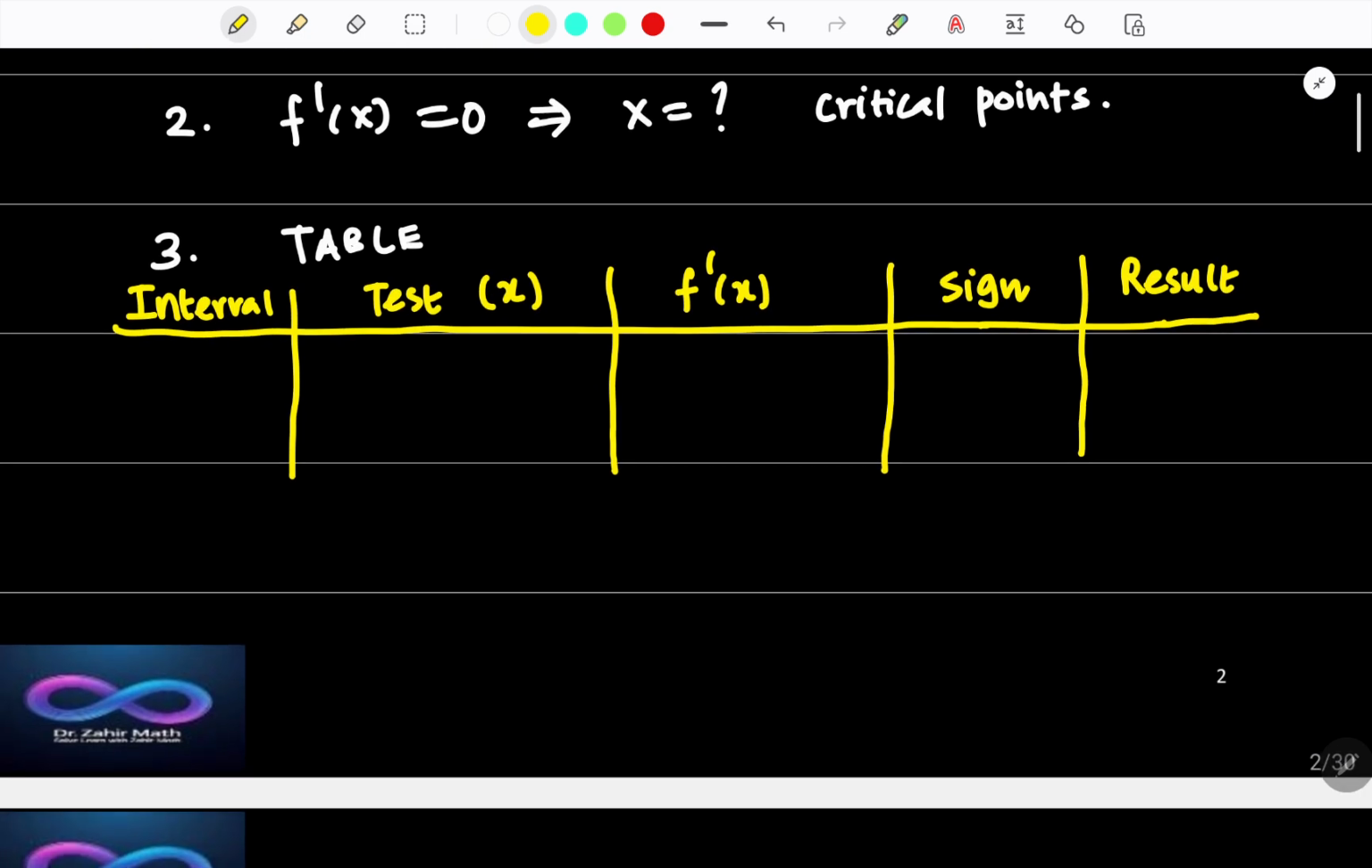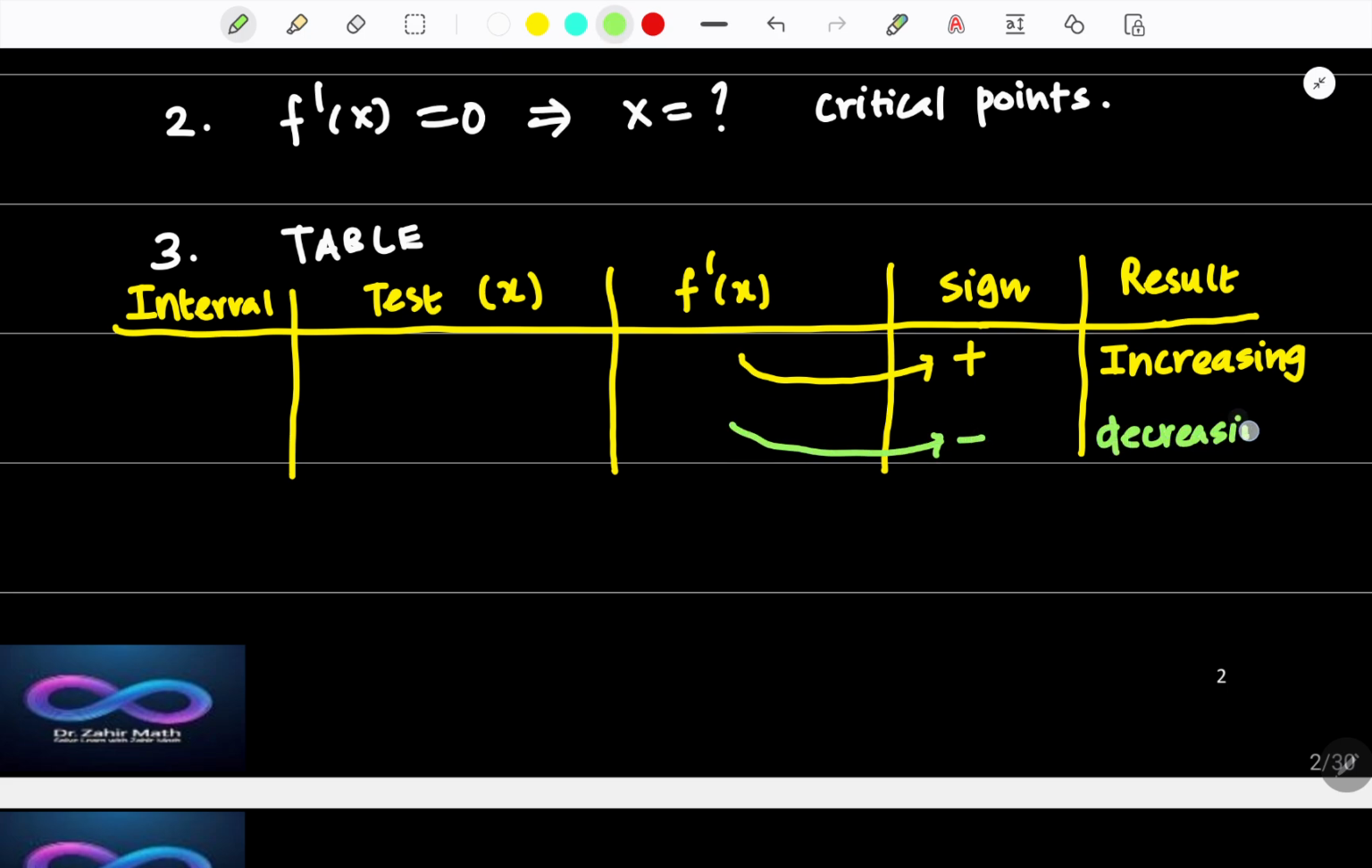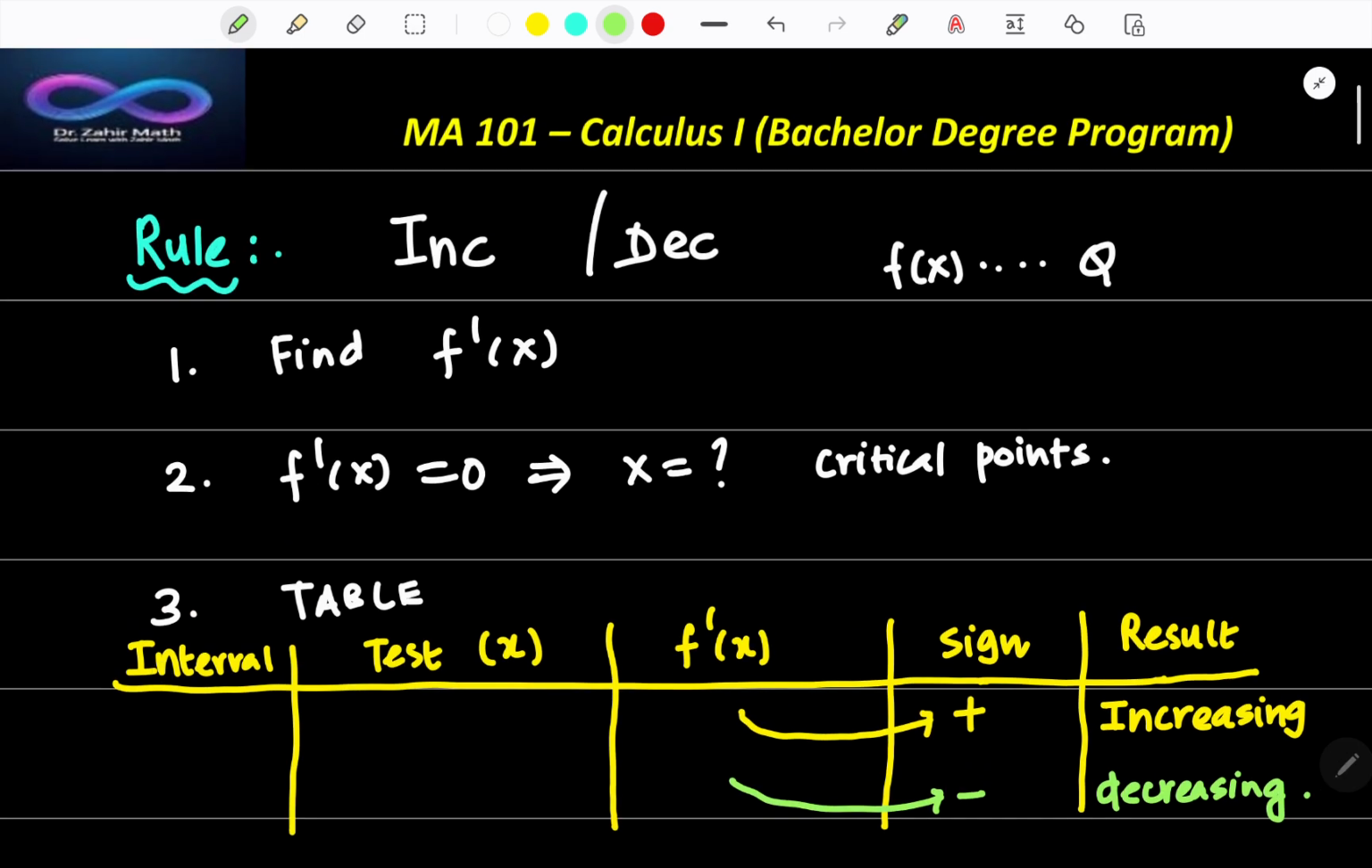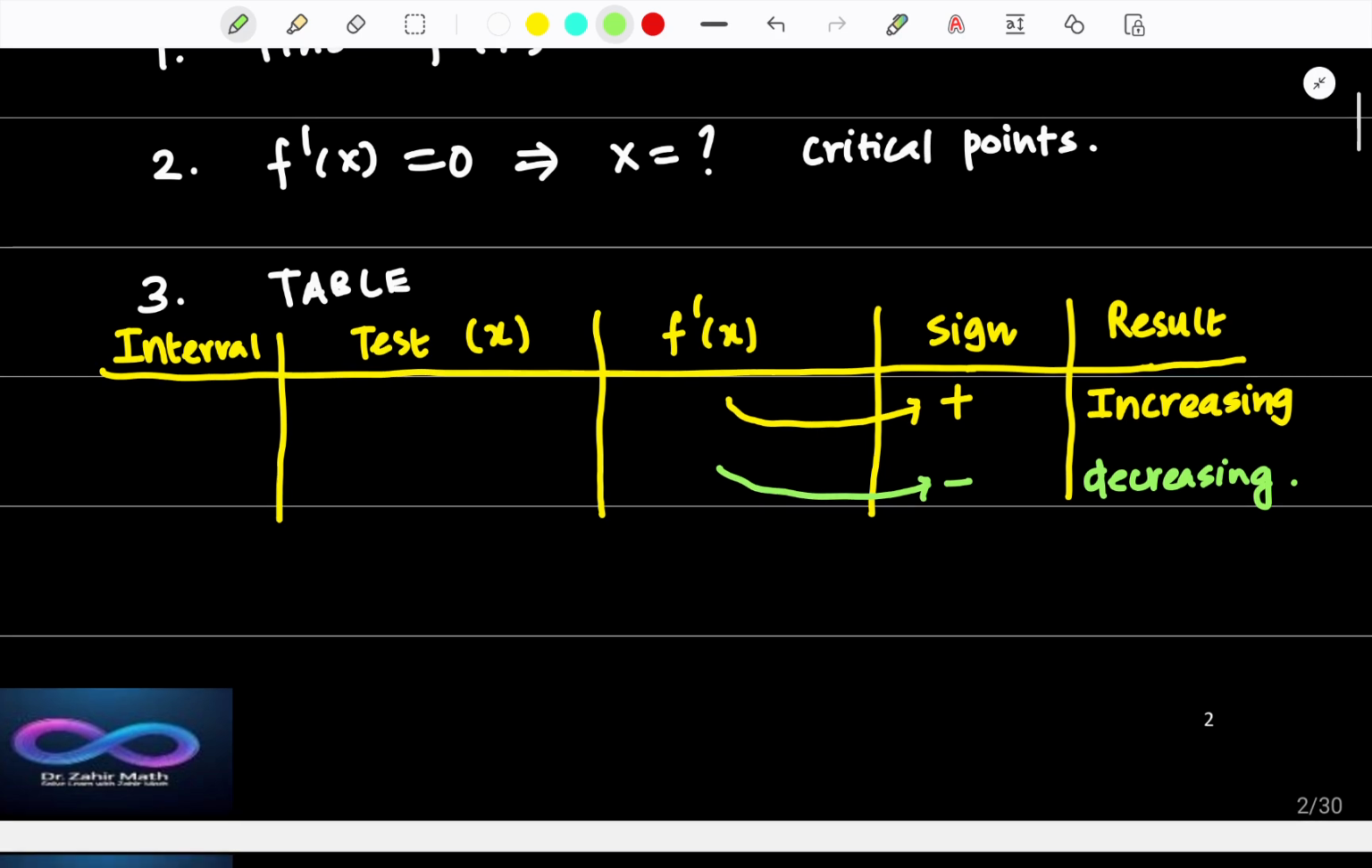If the sign of f dash of x comes positive, then the function is increasing in this interval. If the sign of f dash of x comes minus, then the function is decreasing. It's very simple. Find f dash of x, set f dash of x equal to 0 and find the x values, which are the critical points, then create a table and write the result. So only 3 steps we are going to follow.